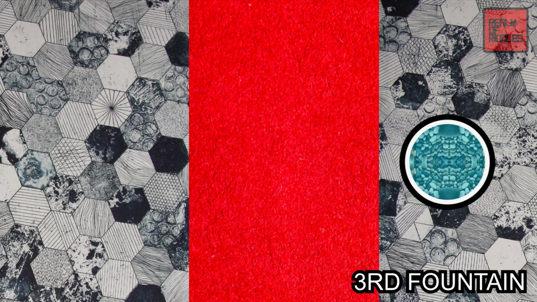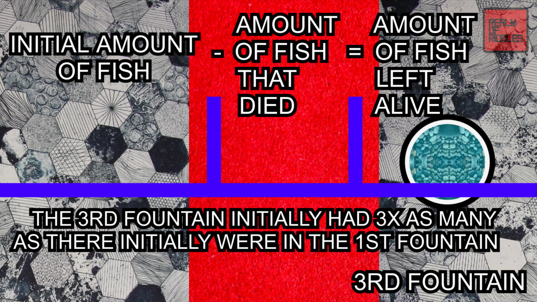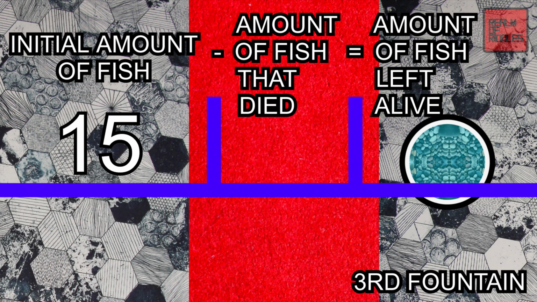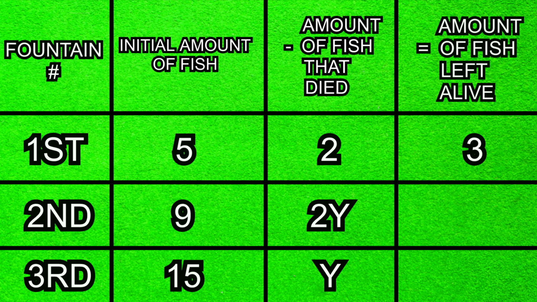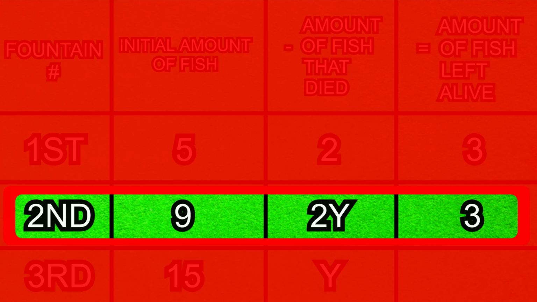The third fountain initially had 3 times as many fish as there initially were in the first fountain, and 3 times 5 is 15. Furthermore, the same amount of fish survived in both the first and the second fountain, so 3 fish. We can now find the value of y by isolating it in the equation 9 minus 2y is equal to 3, and we find that y is equal to 3.